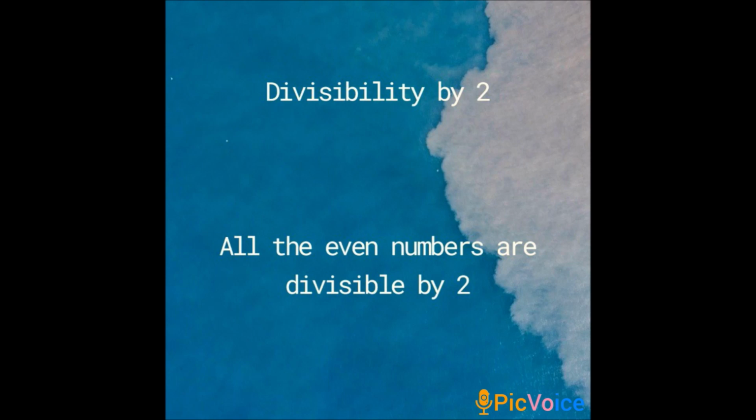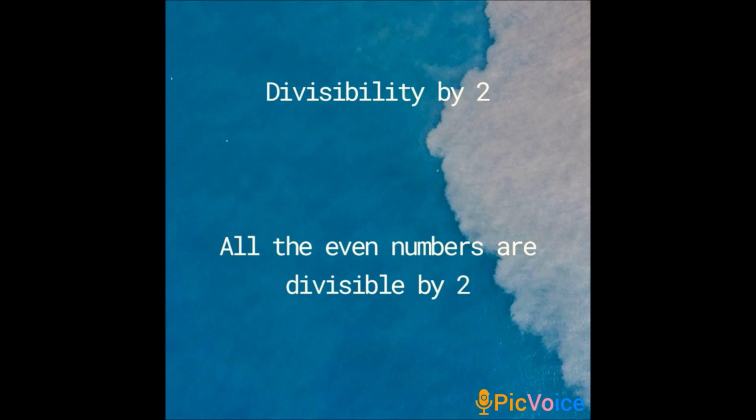Here you have a hint. What is it? All the even numbers are divisible by 2. So you have to check whether the given number is even or not. If it is even, you can say it is divisible by 2. Otherwise, you say it is not divisible by 2.